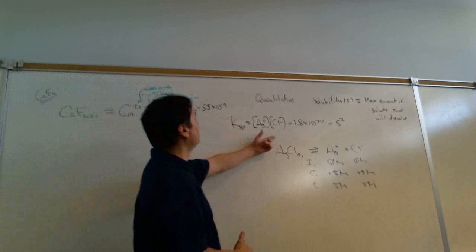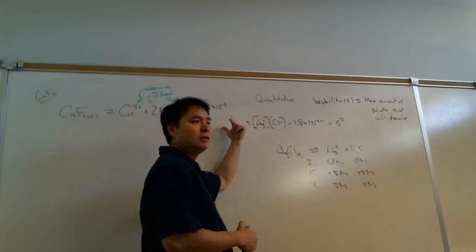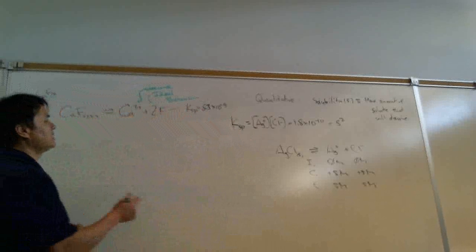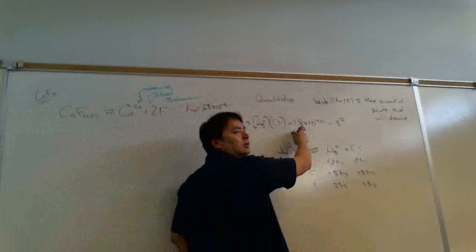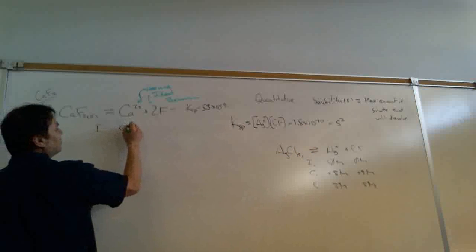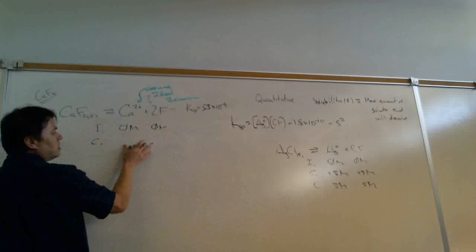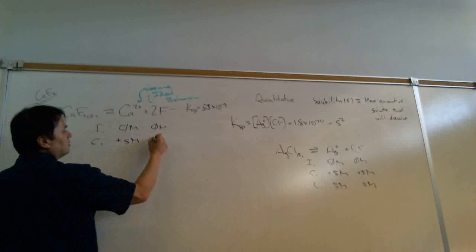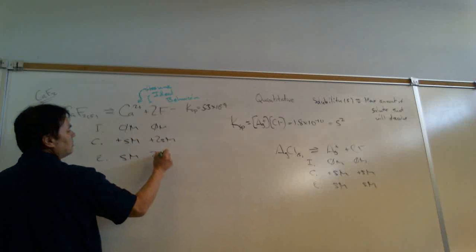Which one is bigger? This one's bigger. This has a bigger KSP, so this one should be more soluble? Yes? No, we don't know. Why don't we know? Because it's nonlinear. The solubility here is the square root of the KSP. The solubility here is, let's take a look. This is 0 molar, and this is 0 molar, so we assume nothing's dissolved. Now we let it dissolve, so this is going to be plus S molar, plus 2S molar. At equilibrium, we're going to get S molar and 2S molar.